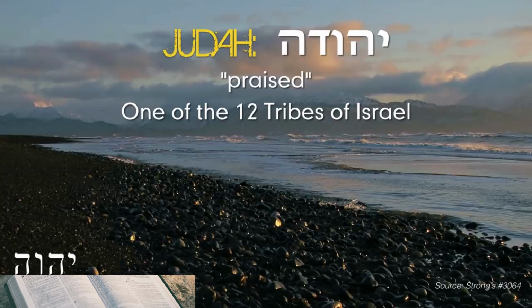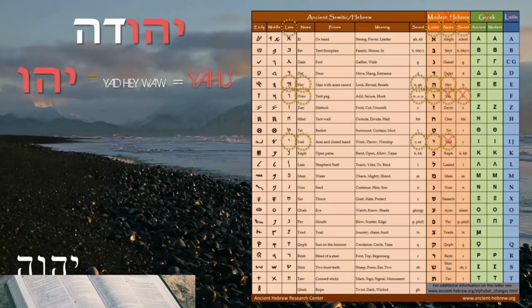Let's start with the tribe of Judah, so we are told, but we already know there's no J, so it's not Judah, is it? That's wrong. The meaning, even from Strong's Concordance and most sources we reviewed, means praised. And no, that's not quite accurate either. But let's break this down. What does Judah start with in Hebrew? Yad, He, Wa. Imagine that.